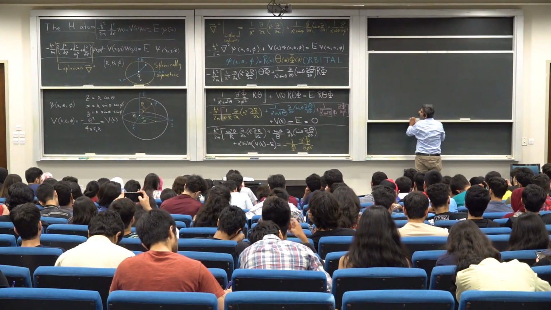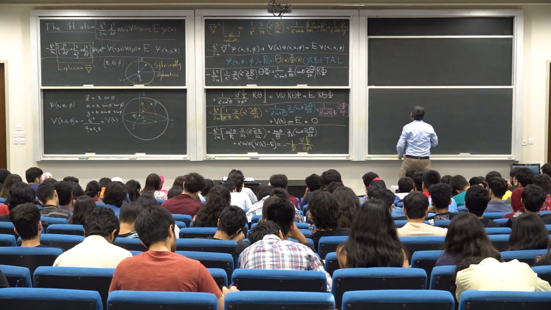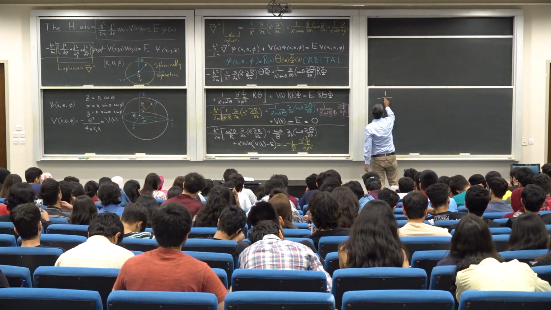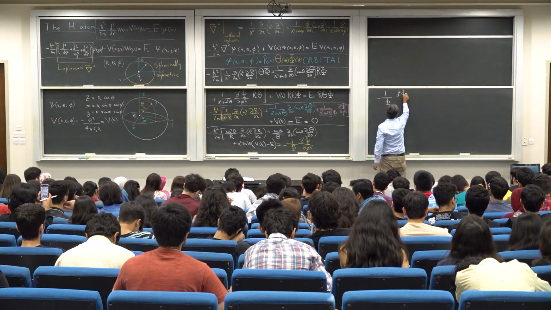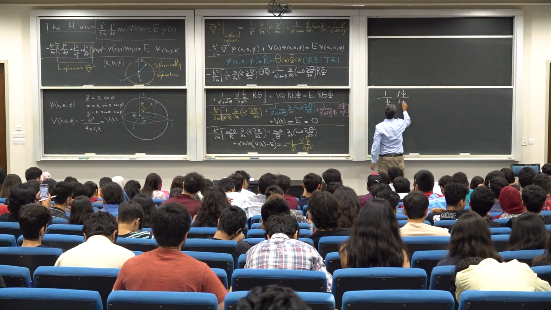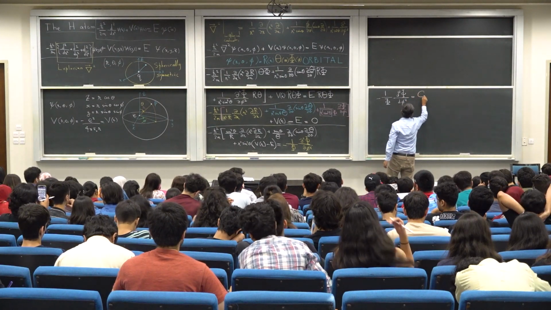So minus 1 over phi, d square capital Phi d phi square, is some constant. Let's call it C1.